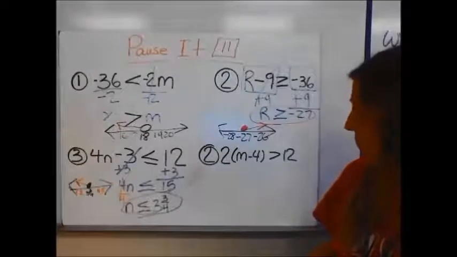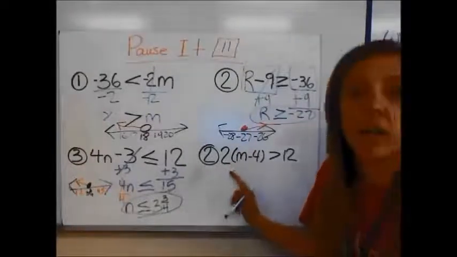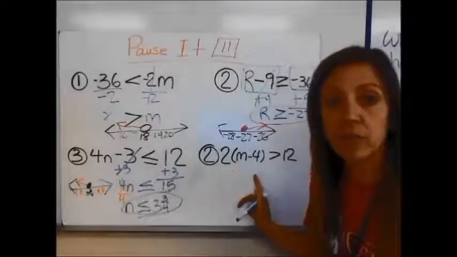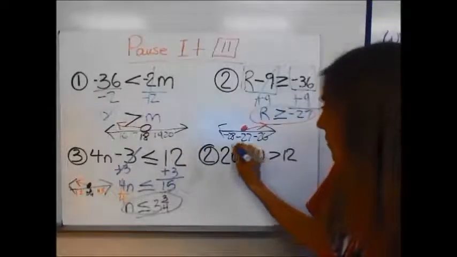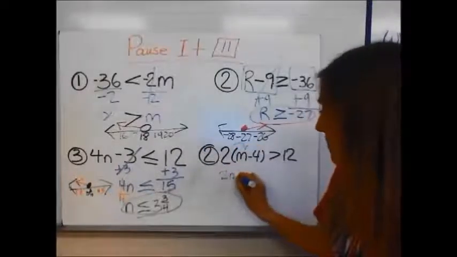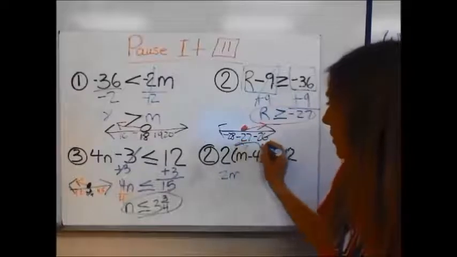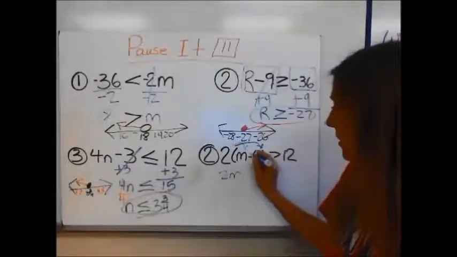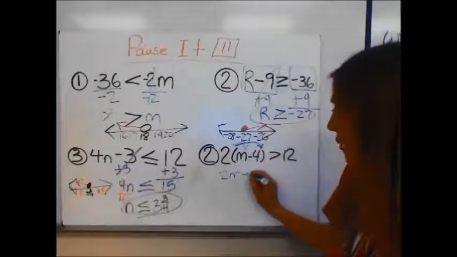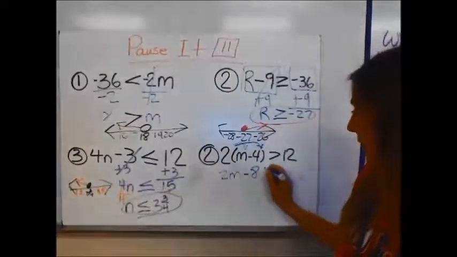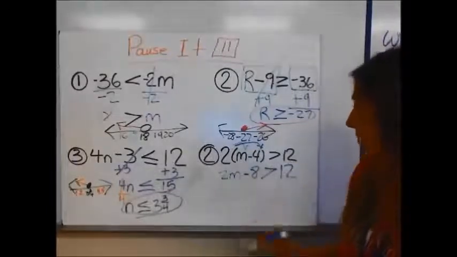Okay, number 2. I am going to distribute 2. 2 times m is 2m. 2 times 4 is 8, so 2m minus 8 is greater than 12.